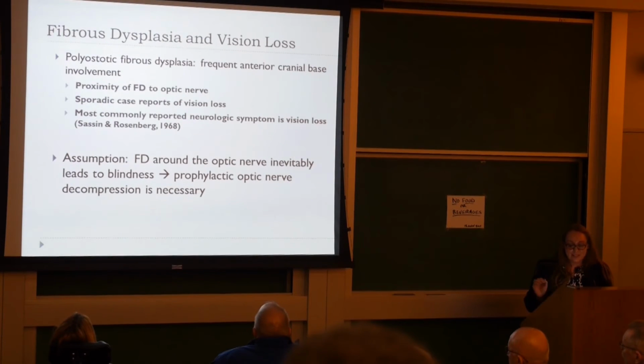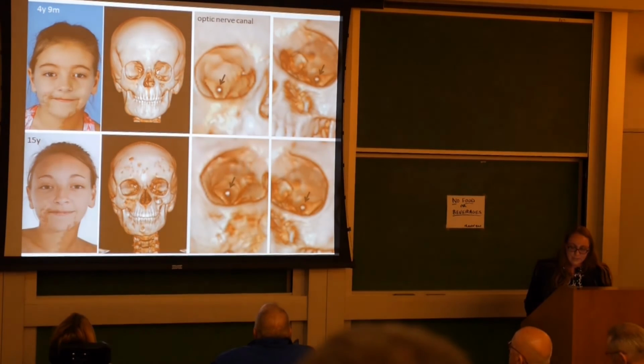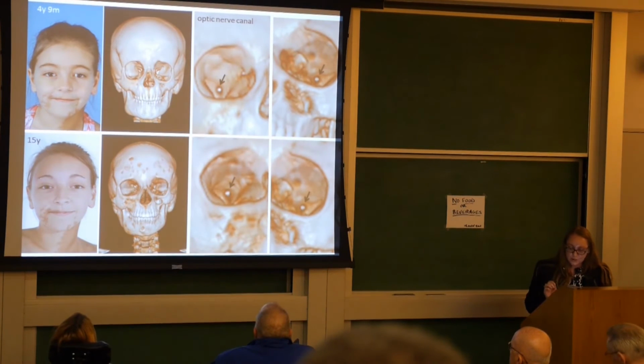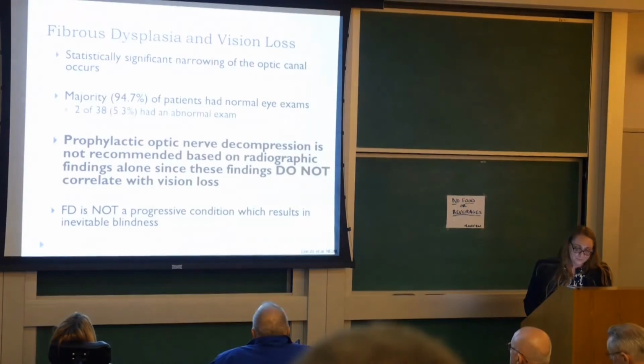So the assumption based on these studies was that if you have fibrous dysplasia around your optic nerve, this can lead to blindness, and therefore we need to do a surgery to prevent this. So here's that little girl again, and here's her 3T CT imaging as she's getting older. And here we can see her optic nerve canal over time, and that's what these arrows are pointing to, that circle. And you can see that over the period of time, despite the fact that she has had fibrous dysplasia for 11 years at this point, the optic nerve canal has not changed.